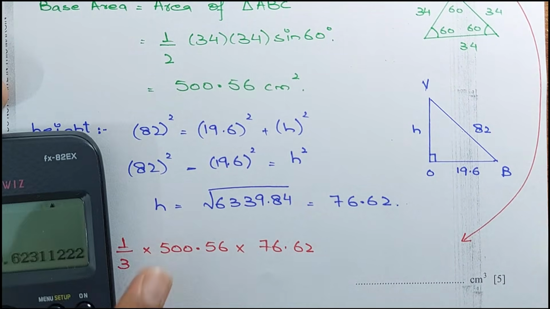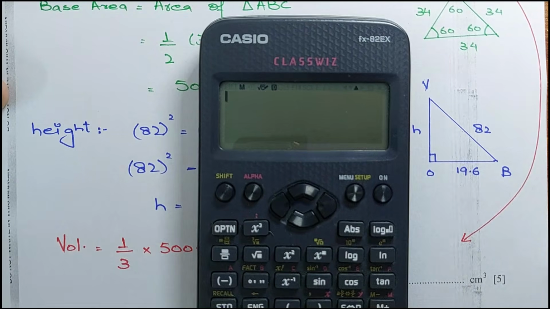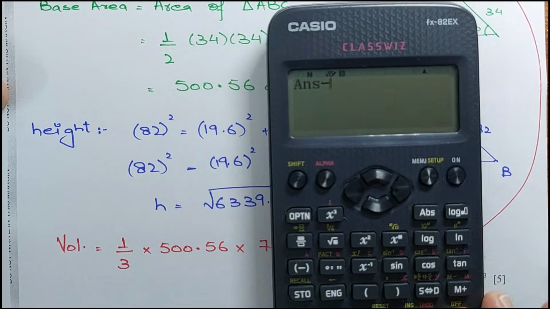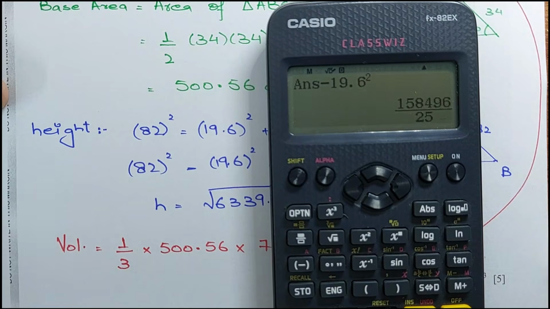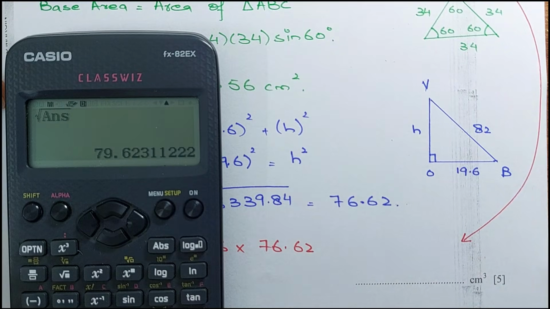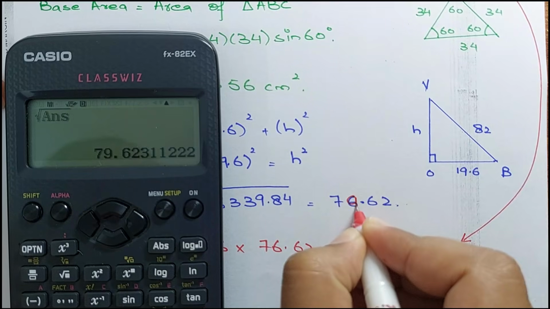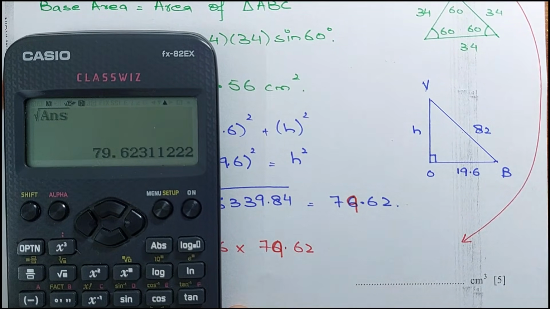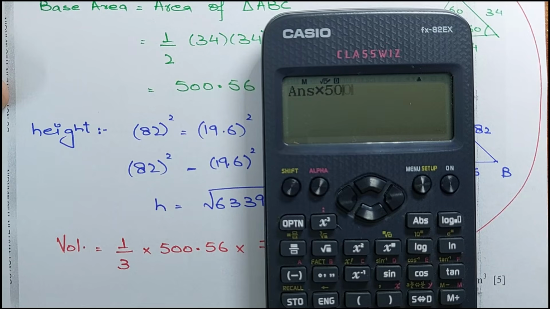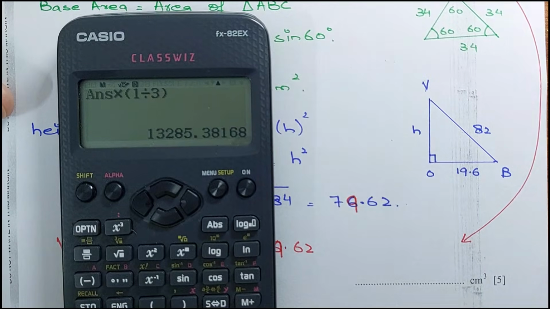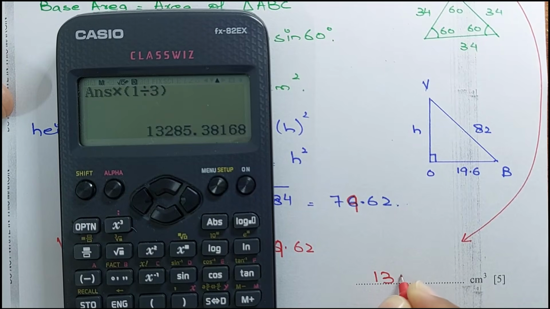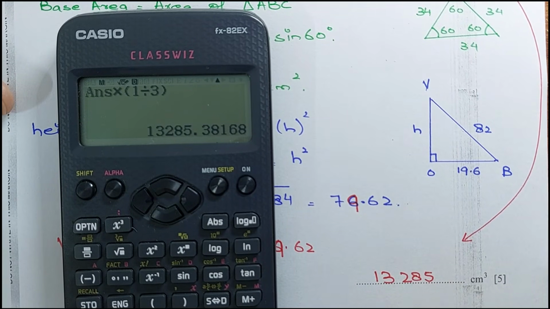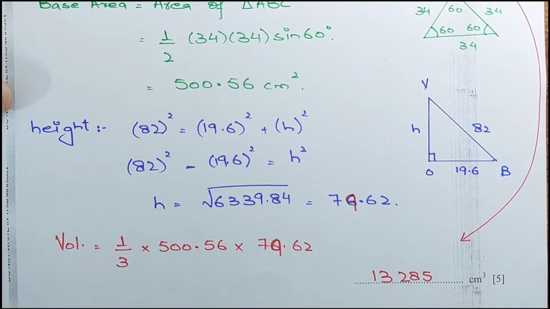Wait, I made a mistake in getting the height. So for the height, we do 82 squared minus 19.6 squared, and the square root of the answer is 79.62, not 76. This is 79. Okay. 79.62 multiplied by 500.56 and multiplied by 1 over 3. This becomes 13,285.4, you can say, or just cubic centimeters, that is okay. So this would be the volume of the pyramid.